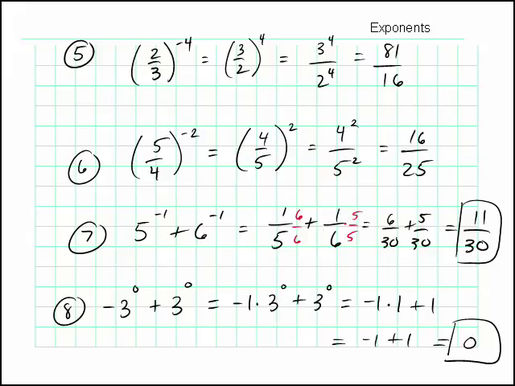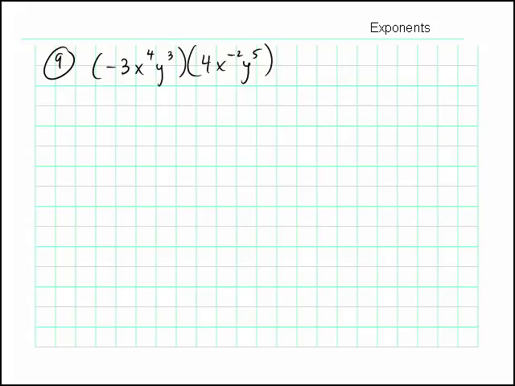Example number 9. Negative 3x to the 4th y cubed times 4x to the negative 2 y to the 5th. Okay, everything's multiplied together, so I'll just do a little rearranging at first here. I've got negative 3 times 4. I'll put those in the front.